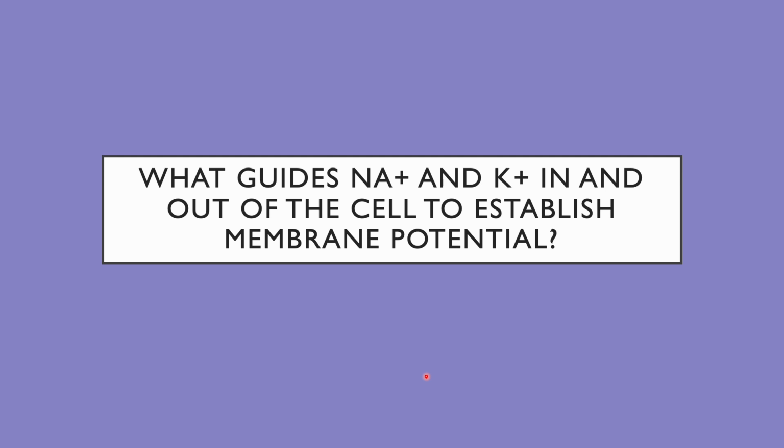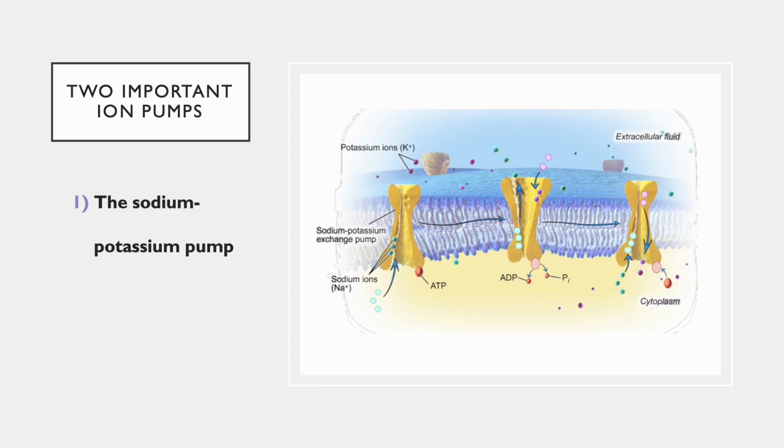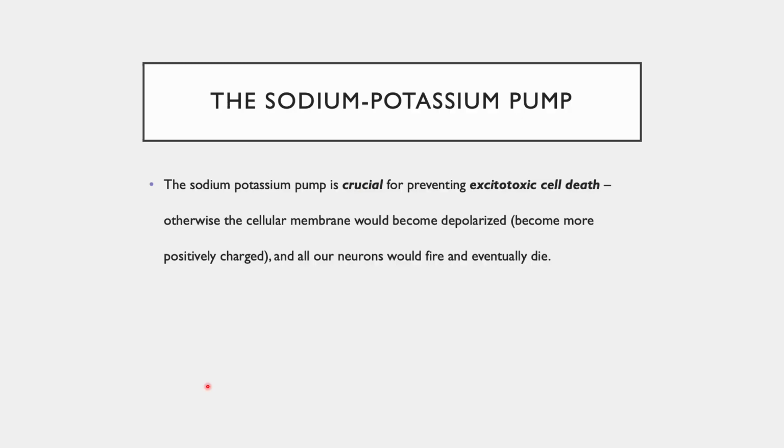What guides sodium and potassium in and out of the cell to establish the membrane potential? Well, there are 2 important ion pumps we're going to talk about, including the sodium-potassium pump and the calcium pump. The sodium-potassium pump is very important because it regulates the ions that come inside and outside of the cell. It's working simultaneously with other ion channels within the phospholipid bilayer.